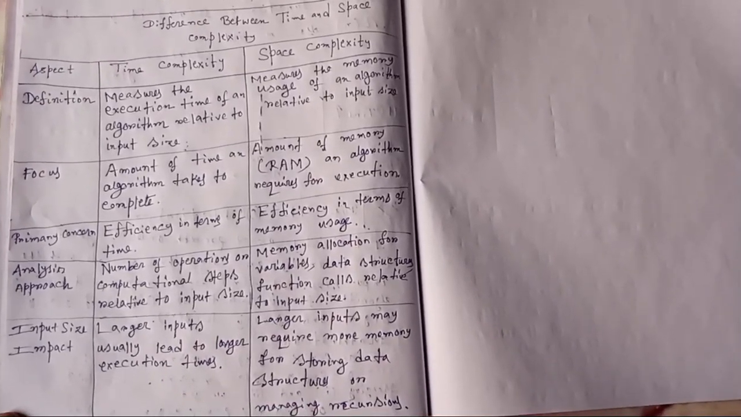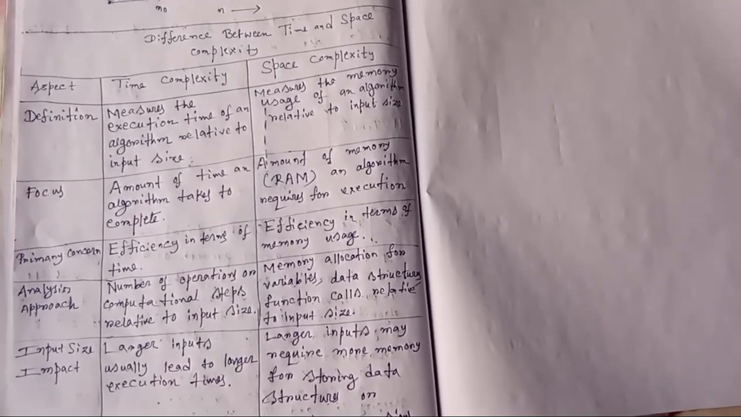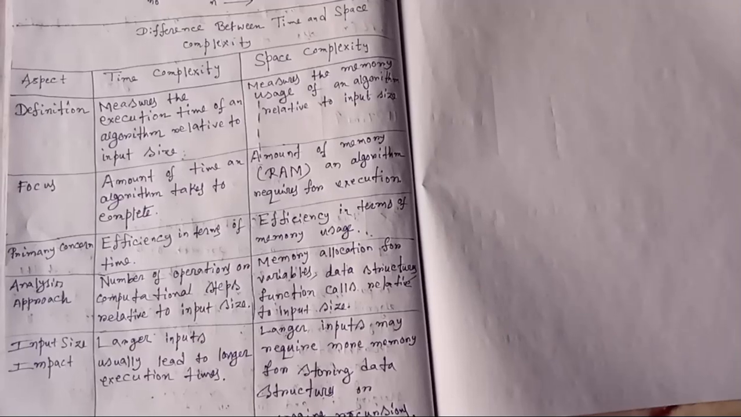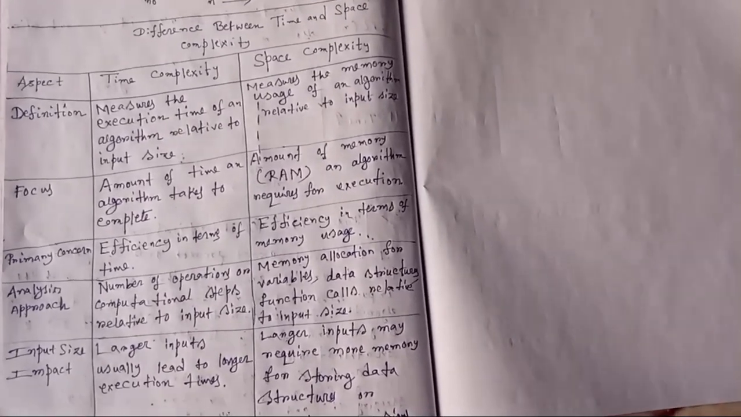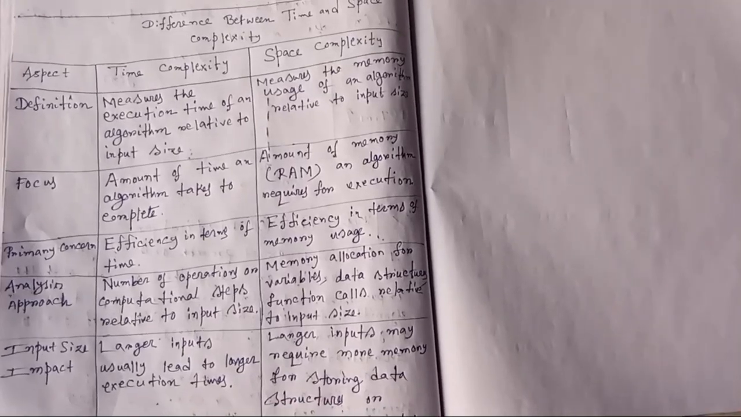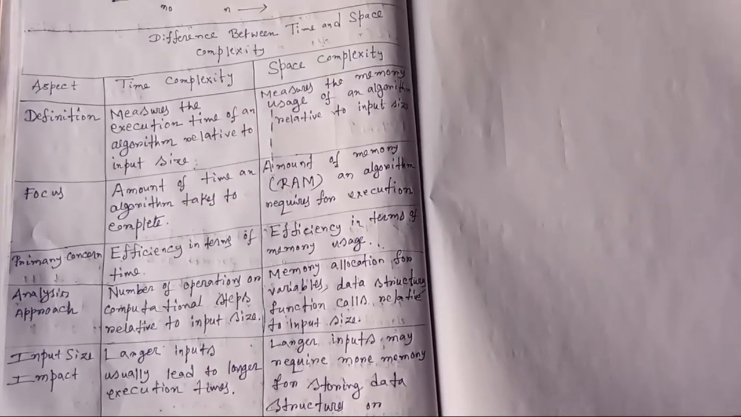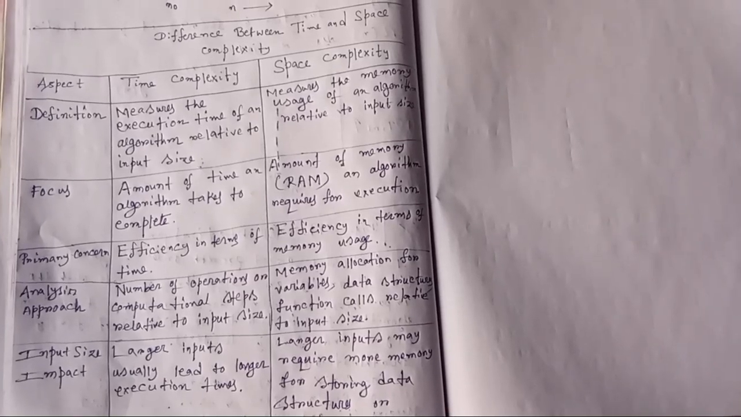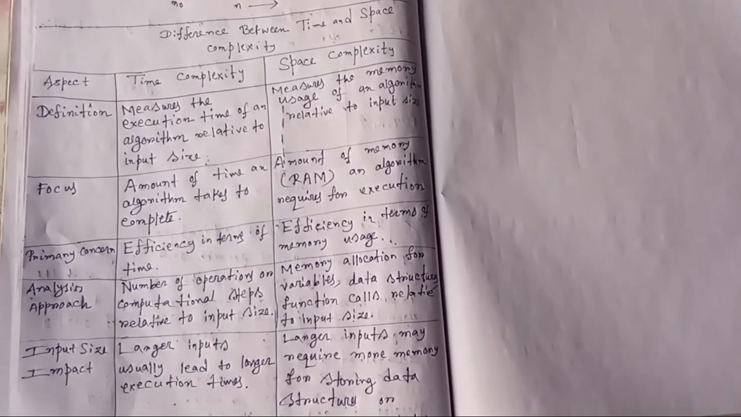Hello dear students, in today's video lecture we will study the differences between time complexity and space complexity based on some aspects. First aspect is definition. By definition, time complexity is measuring the execution time of an algorithm relative to input size, while space complexity is the measurement of the memory usage of an algorithm relative to input size.